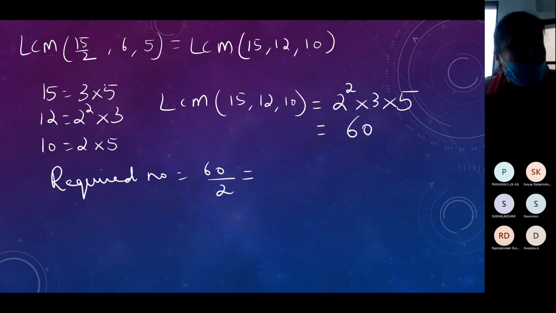So we multiply by 2 everywhere, right? So the answer we divide by 2. So 30. So the cyclists will meet together after 30 days at the starting point.